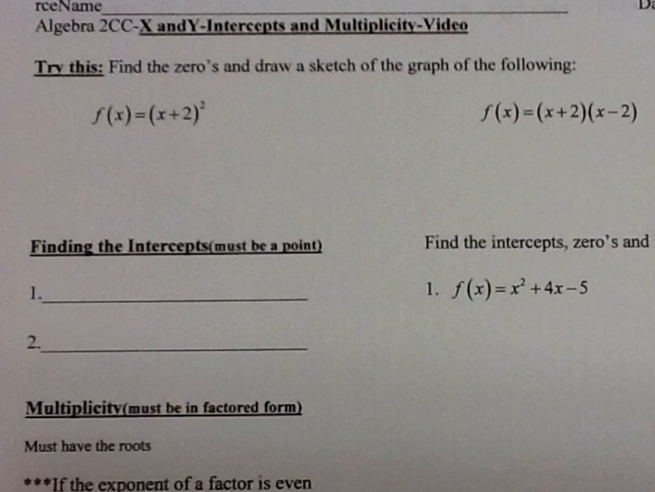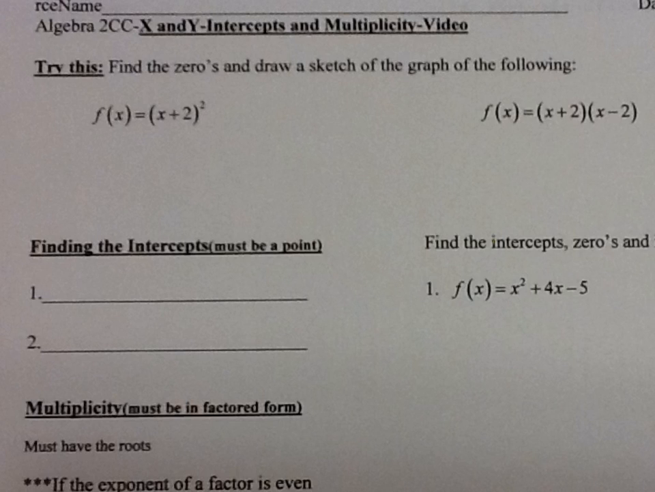All right, so what we're going to work on today is finding our x and y intercepts and finding multiplicity. So let's just look at the, try this. It says find the zeros and draw a sketch of the graph of the following. So this is just a quick review so we can recall what our graphs look like and when we have particular zero values or roots.